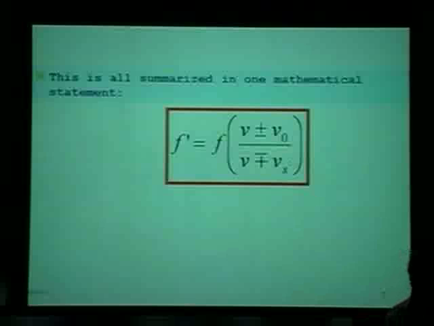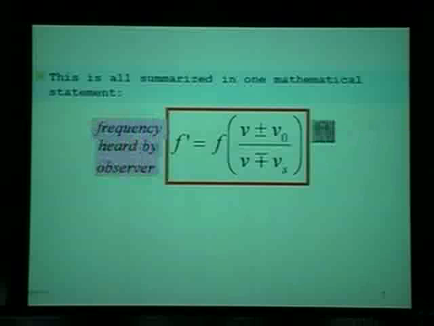When using this equation, the top signs refer to motion that is toward the other object, and the bottom signs refer to motion that is backing away from the other object. Toward for top, backing away for bottom. A little bit of alliteration.